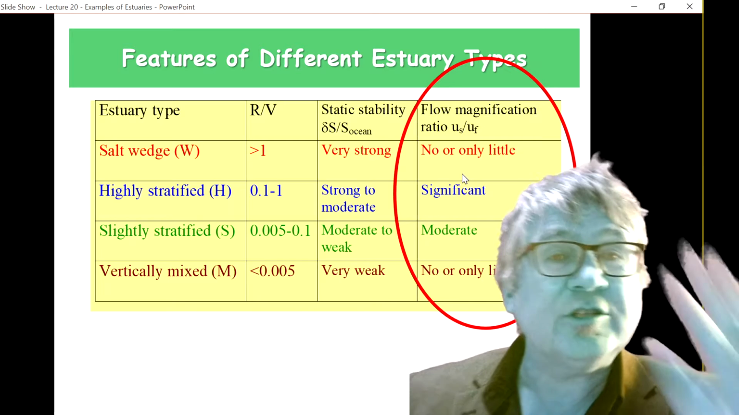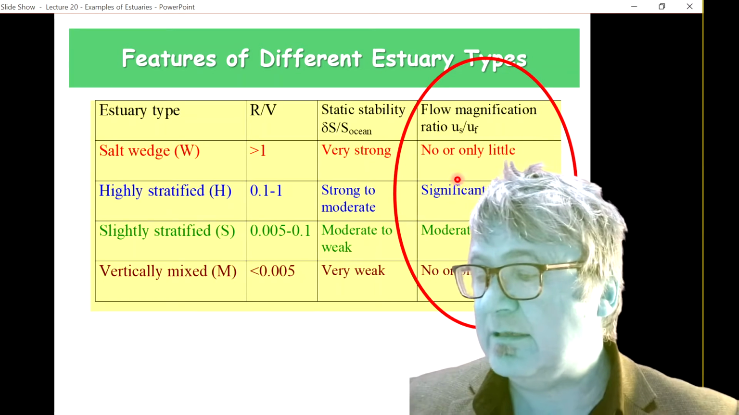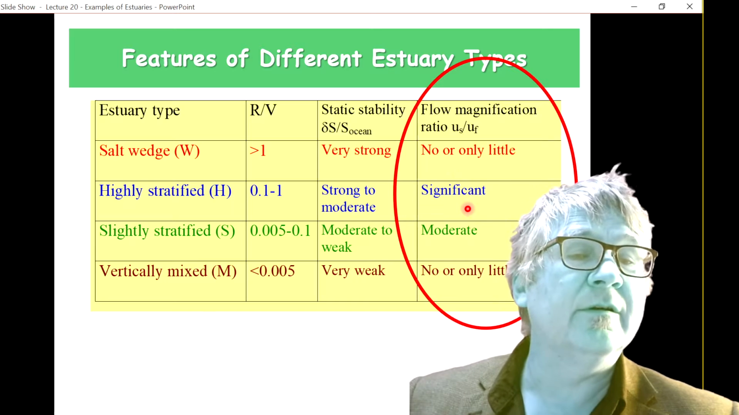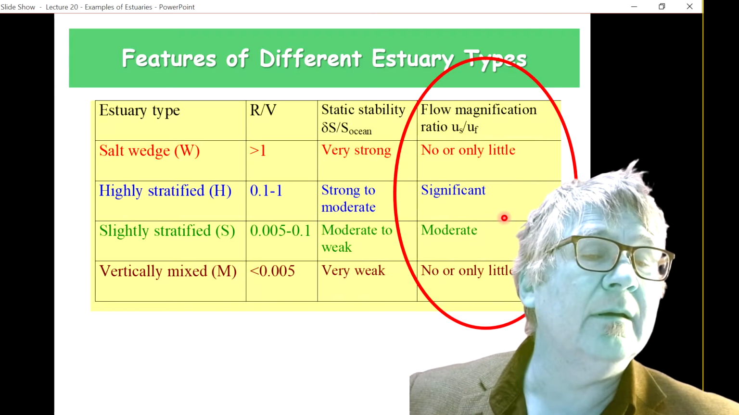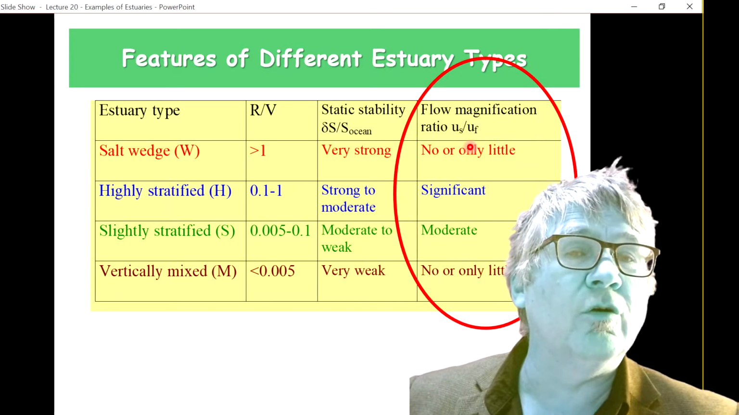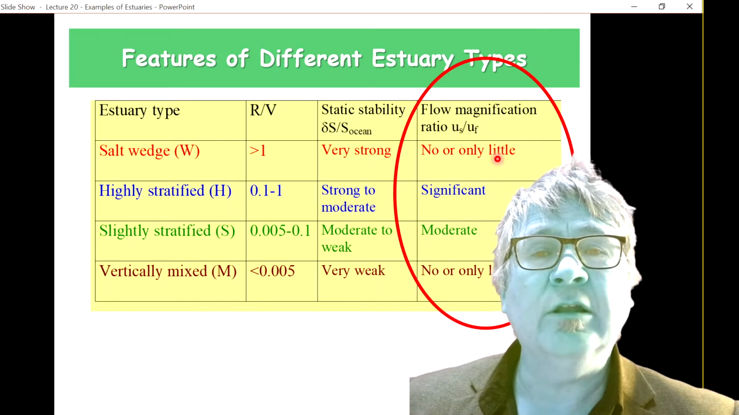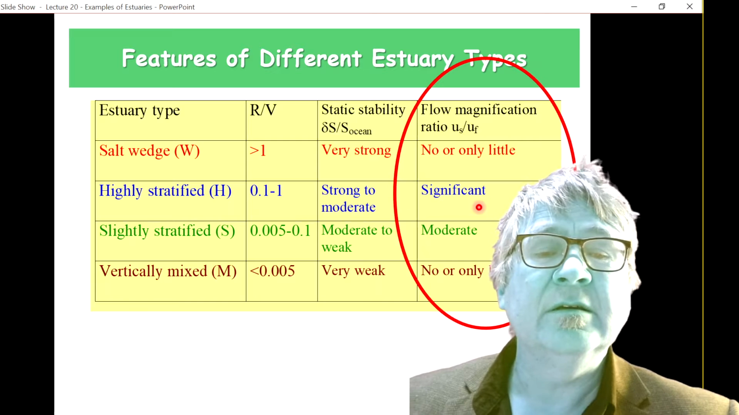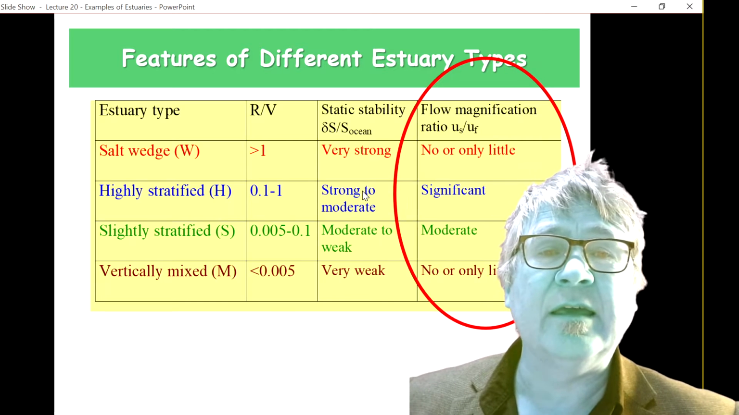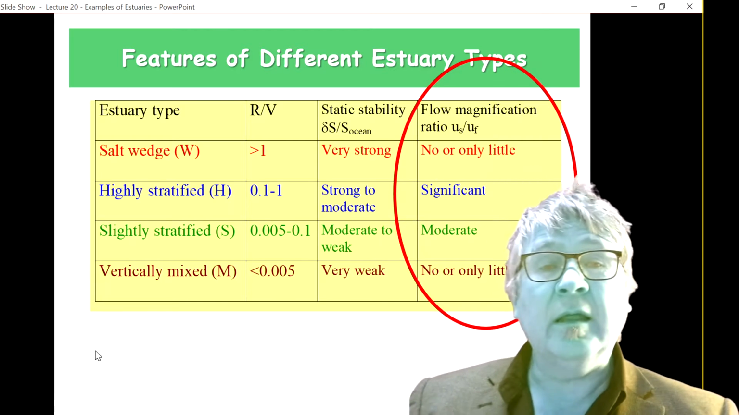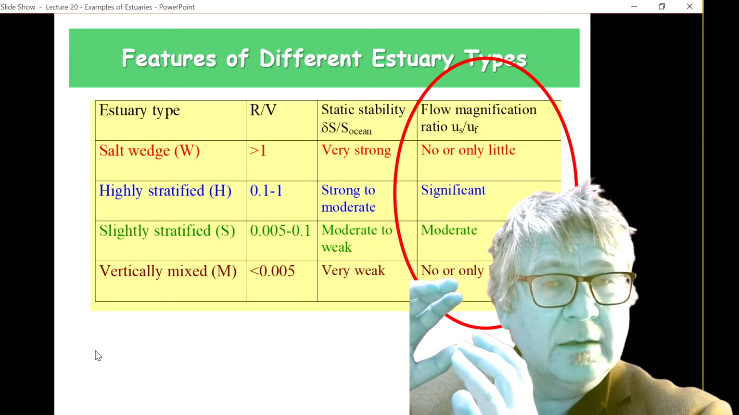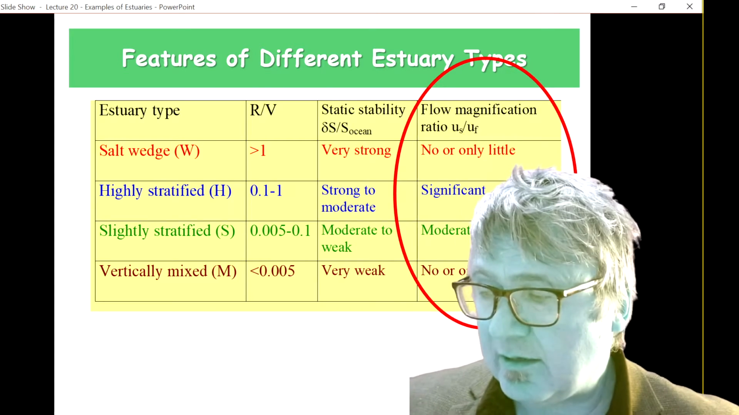I switch on the pointer. Here's the pointer. Significant. A big increase in the outflow and the inflow that comes in the lower layer. This is the significant link. Okay? And let's have a look at how a diagram looks.